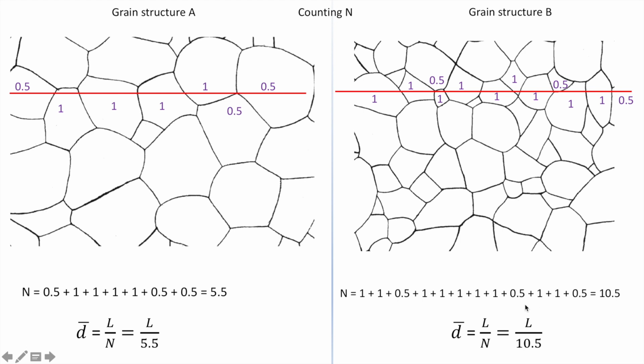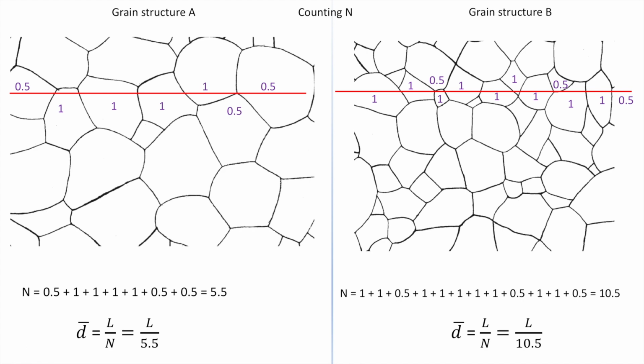So obviously now, given that the two test lines are exactly the same length, we can see the amount of intercepts is the denominator. As this gets larger, the grain size also gets smaller.